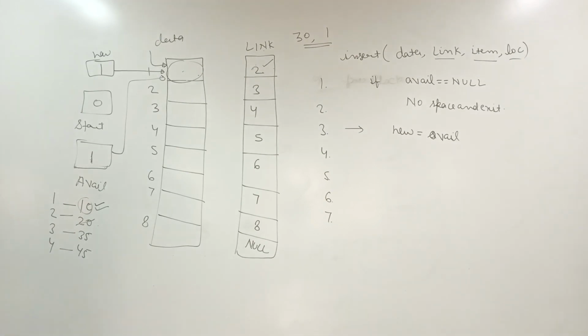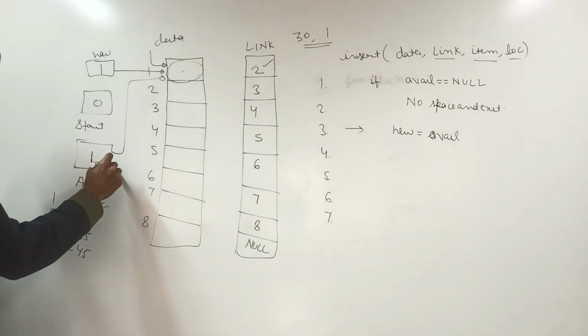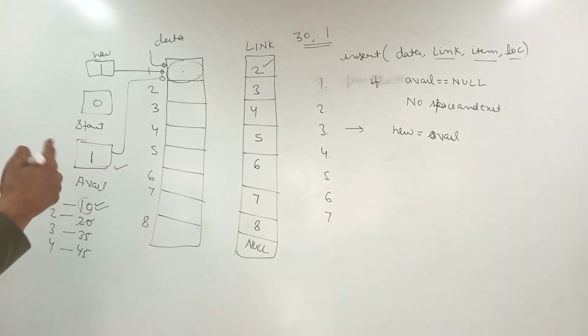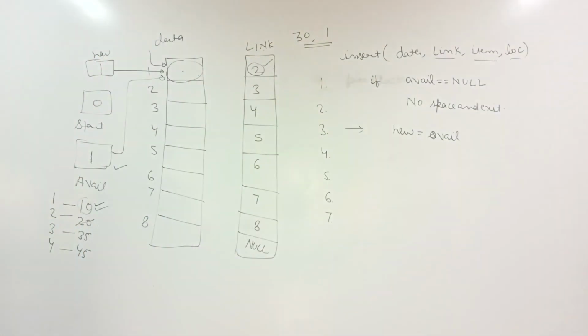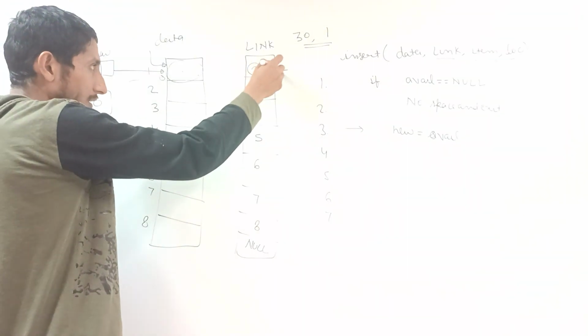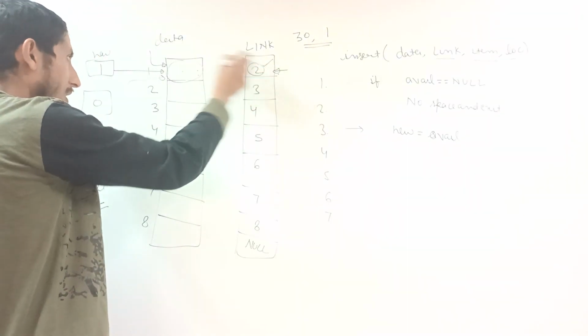Are you following this? Block number 1 will not be available. So what I have to do, I have to update avail. Which one is the next free block? The next free block can be found at block number 2. Block number 2 is the link part of avail, in the parallel arrays.